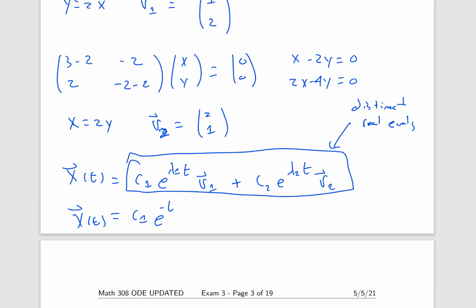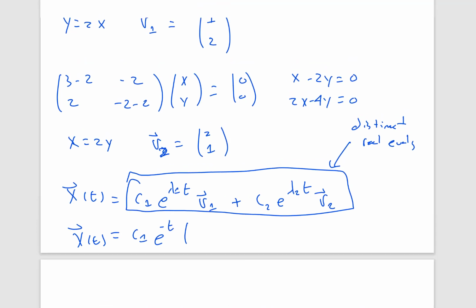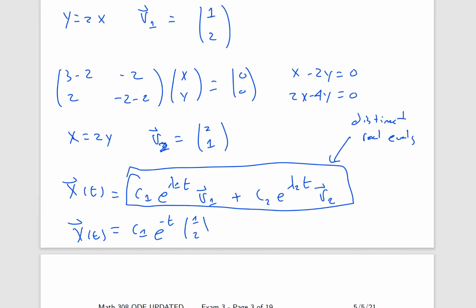Okay, so for us, the way we would write this is the general solution, x of t is c1 e to the minus t times v1, which is 1, 2, plus c2 e to the lambda 2 t, so that's e to the 2t, times v2, which is 2, 1. And then this is the final answer.